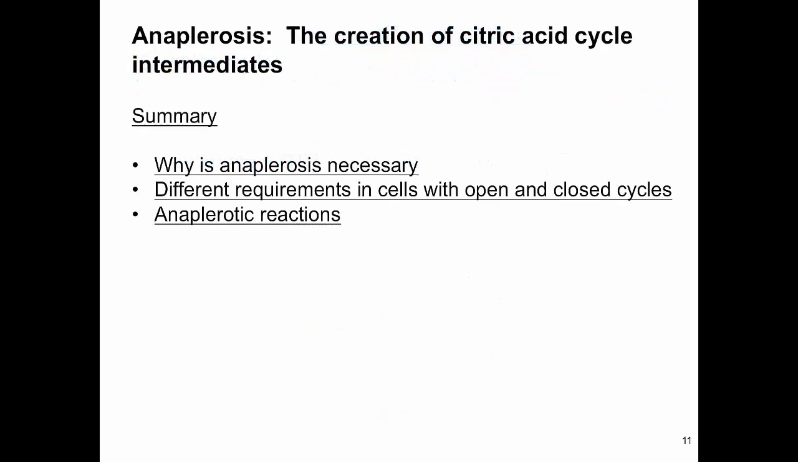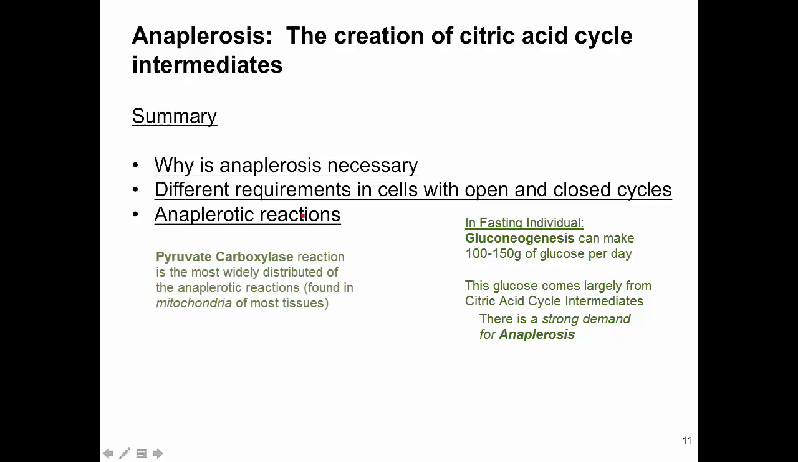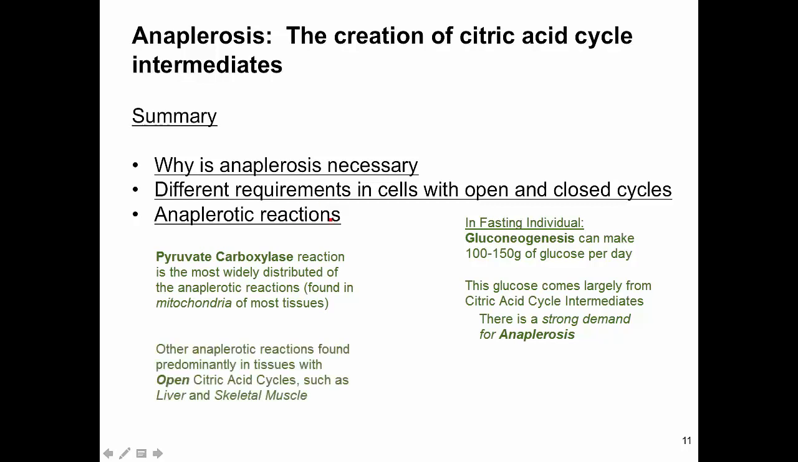And just to sum up what's in this video, we've talked about why anaplerosis is necessary and about the different requirements in cells with open and closed cycles. It's good to keep in mind that in a fasting individual, gluconeogenesis can be making 100 to 150 grams per day of glucose, and that glucose is coming largely from citric acid cycle intermediates, so there's a strong demand for anaplerosis. And then we talked about the individual reactions, with pyruvate carboxylase being the single most widely distributed, and the others being important mostly in liver and muscle tissues that have open citric acid cycles.